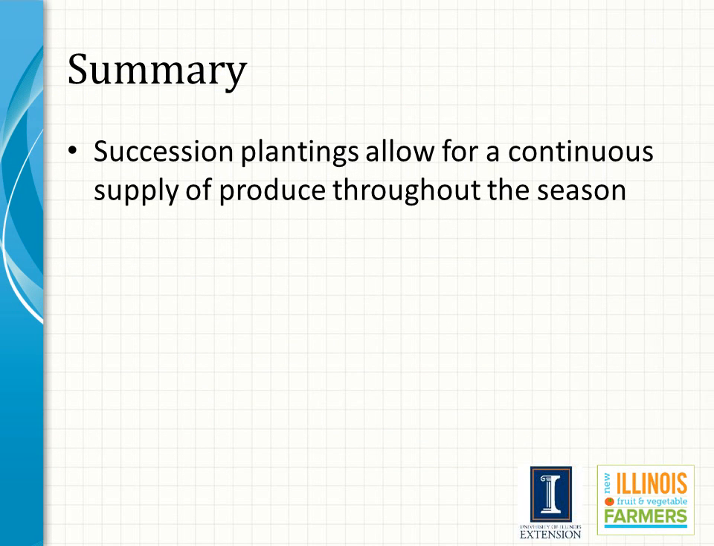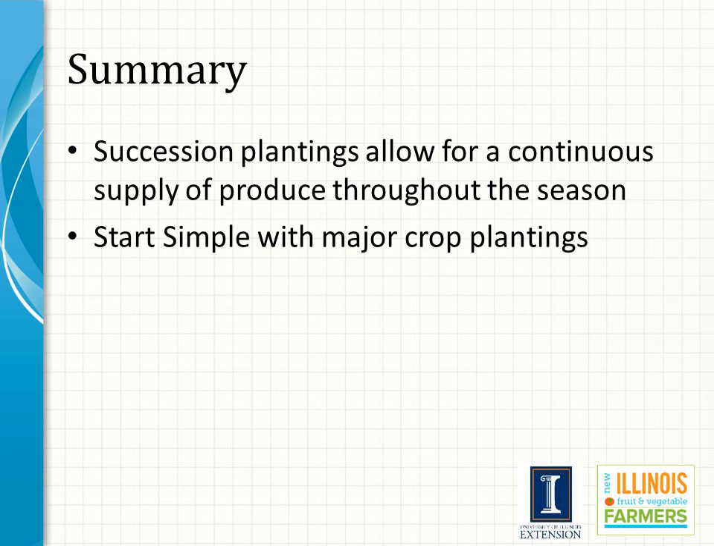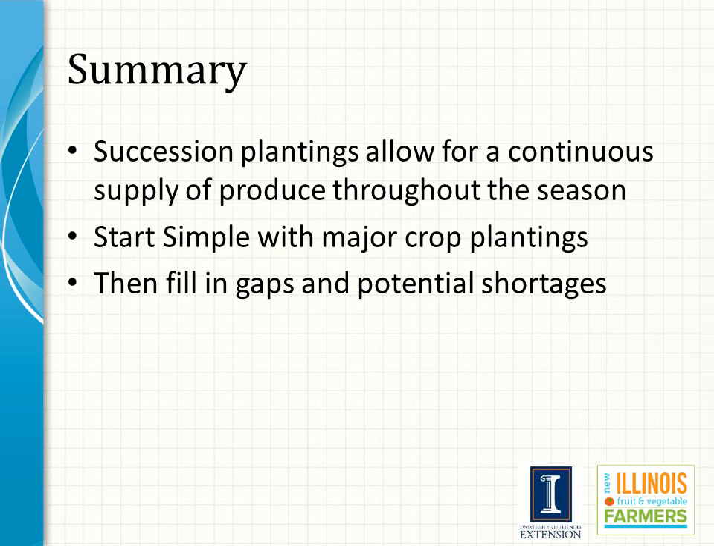To summarize, succession plantings allow for a continuous supply of produce throughout the growing season. All of these techniques and concepts can seem complicated, but it's best to start simple with the major crop plantings first and work in the minor crops later. Then you can build succession intervals for filling gaps in open bed space and to address potential shortages. Keeping together records of greenhouse planting dates, field planting dates, harvest dates, and other pertinent data is the best way to fine-tune future successions for your farm and mastering the technique of scheduling succession plantings.